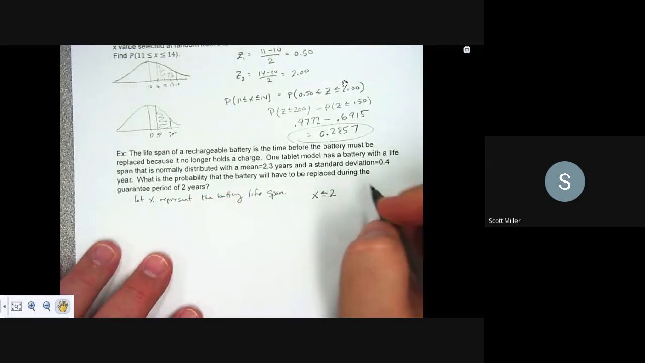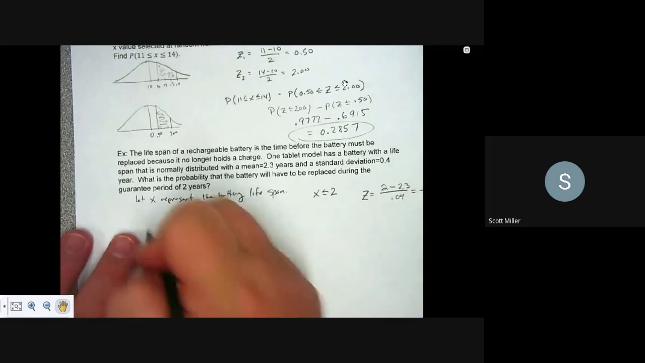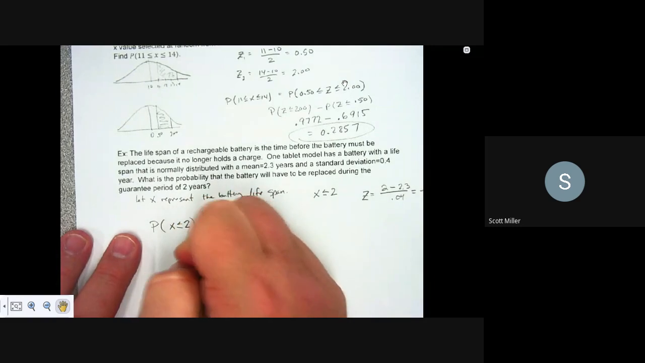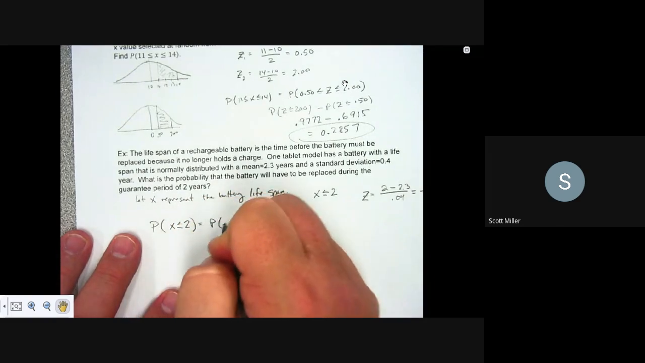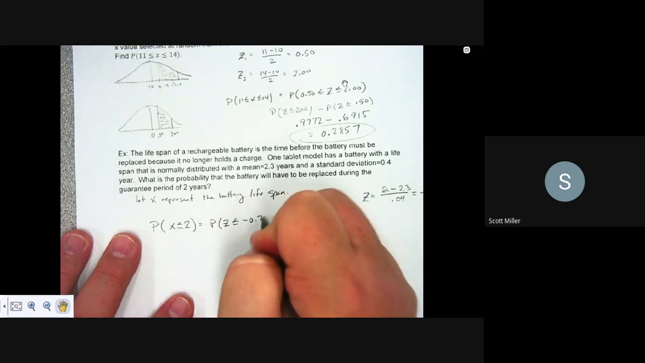Well, I need to take this and convert it to a z-score. Okay. So it is 2 minus 2.3, which is the mean, divided by 0.4, which is the standard deviation. And you use your calculator, you're going to get negative 0.75. So this means that the probability that the battery will have a life expectancy less than 2 years is equivalent to the probability that the z-score is going to be less than negative 0.75.